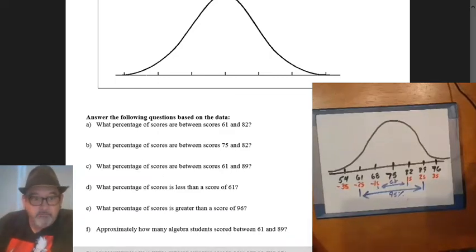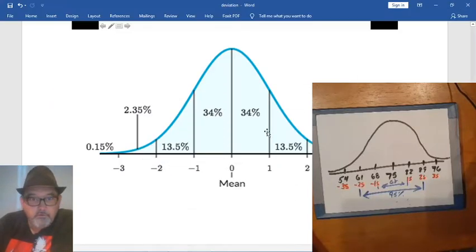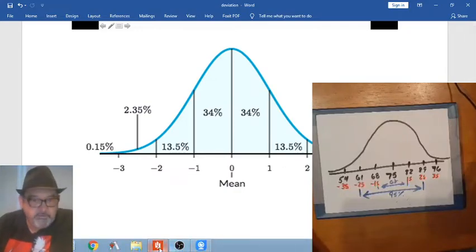If I'm not sure, let's go back to the chart and check it out. Where's my chart? Hello, chart. Boom. So from here, -2 all the way to +2, 13.5, 34, 34, and 13.5 is 95. All right. Let's see what other questions we can get here.